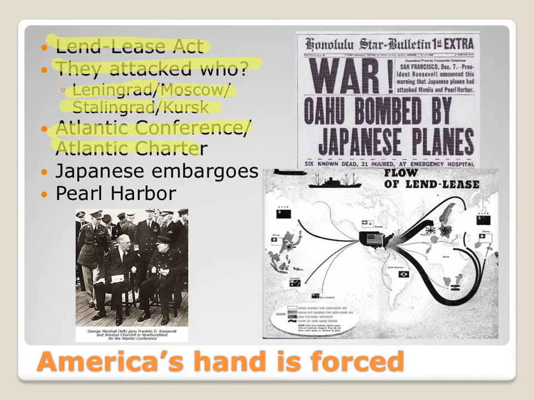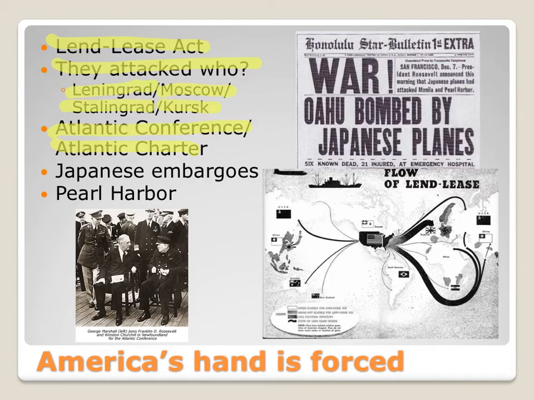The Atlantic Charter will look greatly like Woodrow Wilson's 14 points from World War I. This is sort of the plan for what the world is going to look like at the end of the war. Who's going to control what, where lines will be drawn, and so forth. This is the plan for the end of the war, called the Atlantic Charter, negotiated by Roosevelt and Churchill.